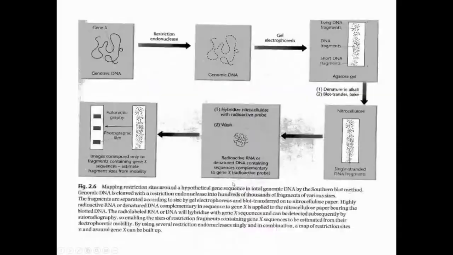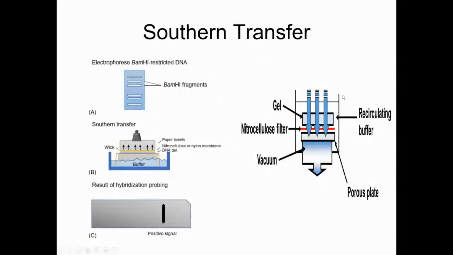Okay, and then another technique would be this vacuum transfer. So basically, in the vacuum transfer, you put a gel on the top, you have the filter in the bottom, and then you have the support here, and the porous plate, and then you have a buffer here. And then you use a vacuum to draw the buffer down. During this process, the DNA will be transferred from the gel to the membrane. Okay, so that's the Southern transfer.